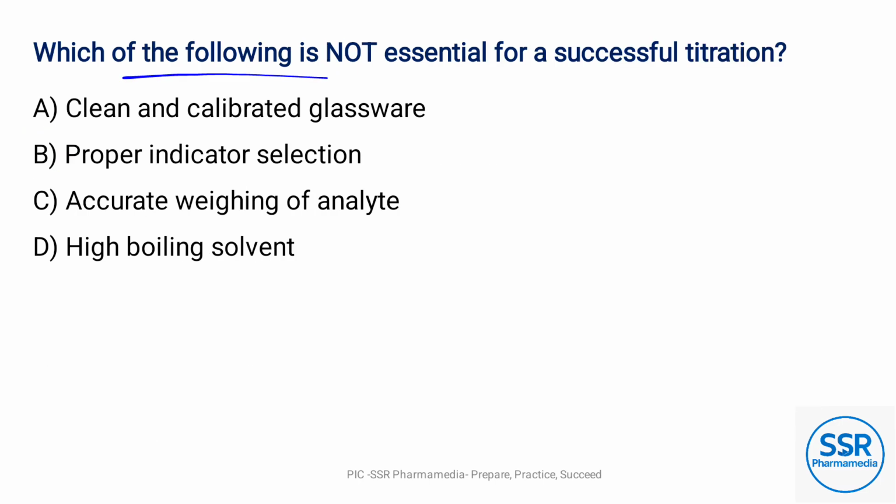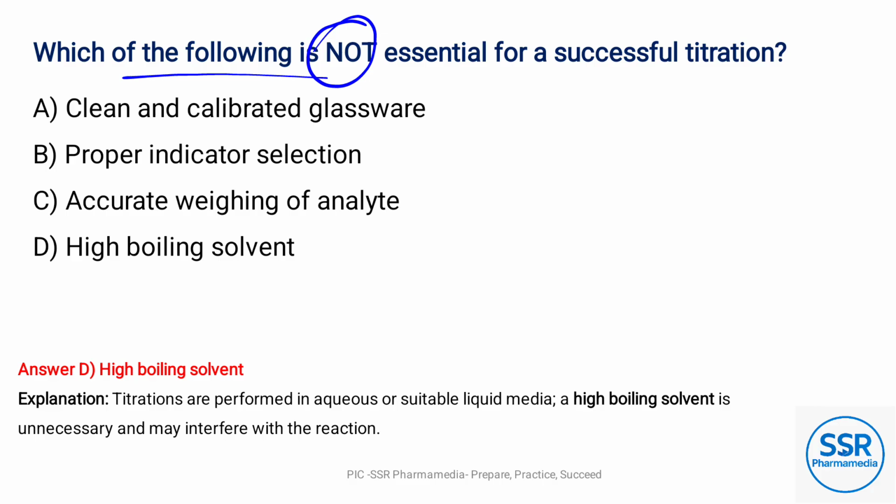Which of the following is not essential for a successful titration? So the question is "not essential." The answer is option D, high boiling solvents. The remaining three are very important for a successful titration, but a high boiling solvent is not required.